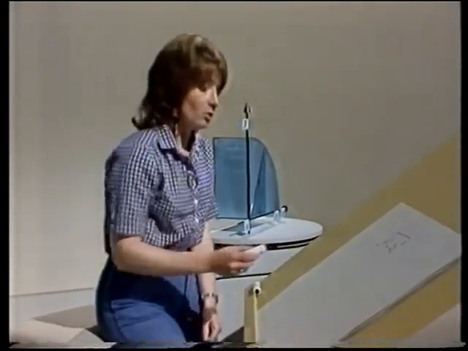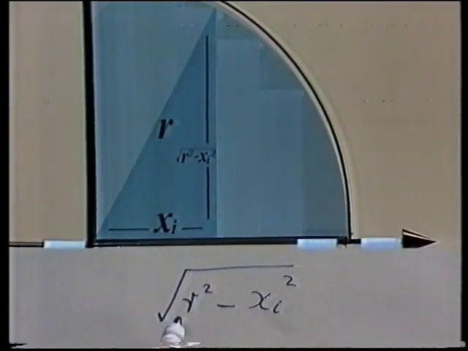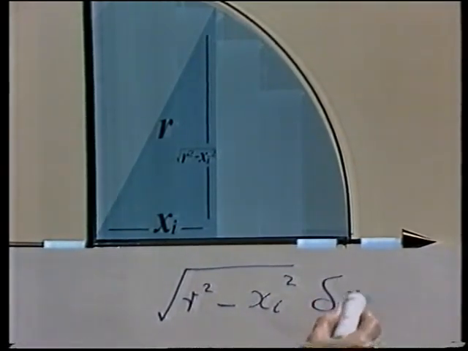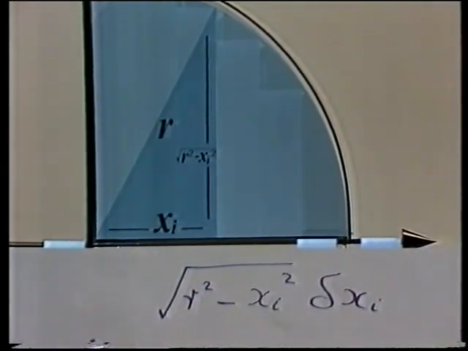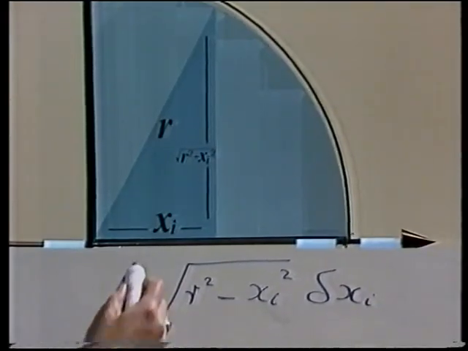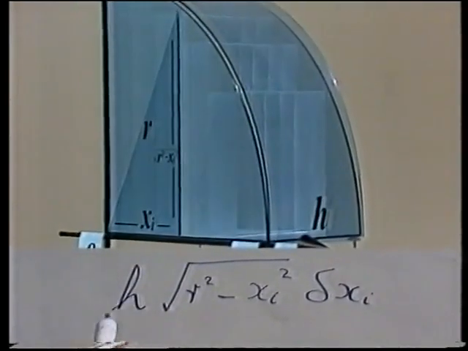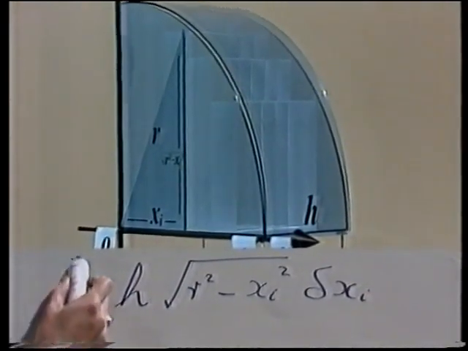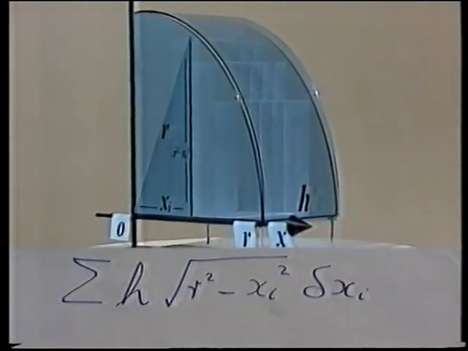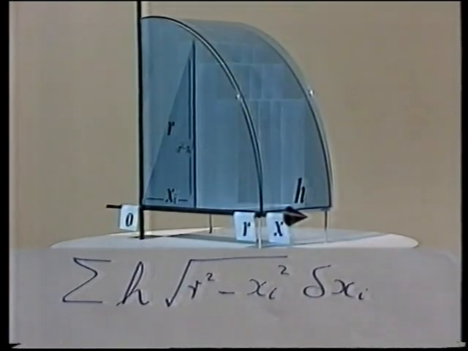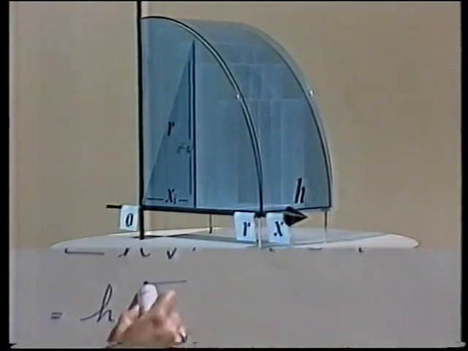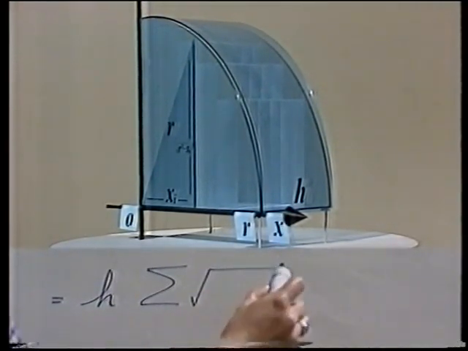For the volume of the block, then, its height is the square root of r squared minus xi squared, times its width, that's delta xi, multiplied by its thickness, that's h. So, summing over all blocks from 0 to r gives this. Now, we can take h out in front of the sum to give h multiplied by this sum.